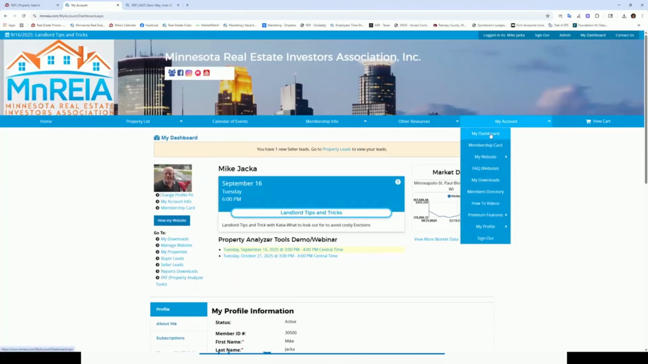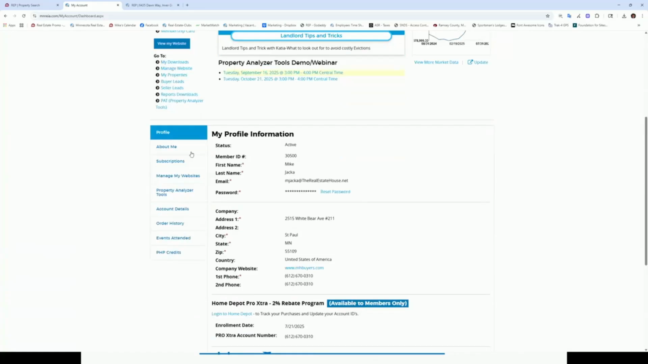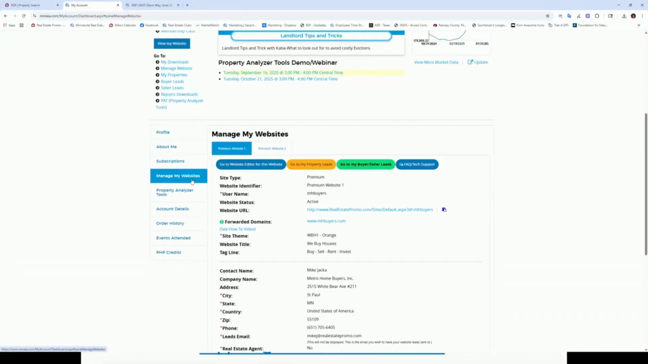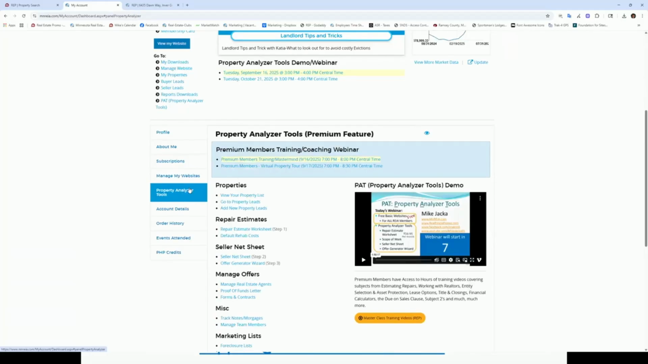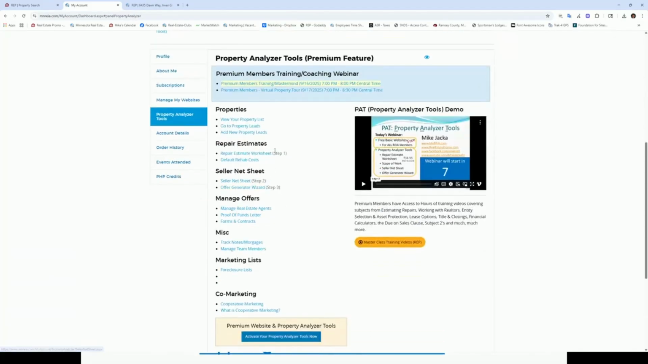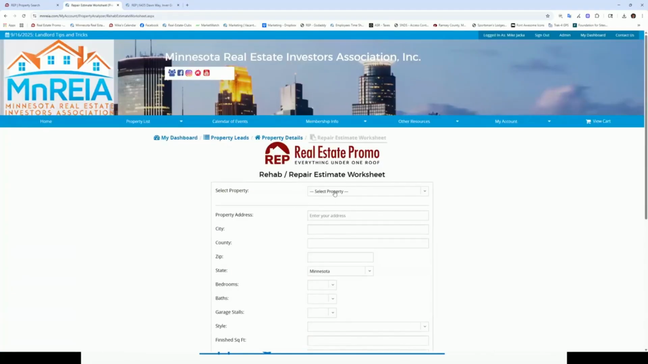So first of all, I want to get to my dashboard, which is under my account and my dashboard. And then from my dashboard, scroll down to where it says Property Analyzer Tools. That's the button, or the tab, right below Manage Your Website. We want to go down to the Property Analyzer Tools. And then from here, we want to start at step 1. And that's going to be our repair estimate worksheet. And so from here, we just select the repair estimator.